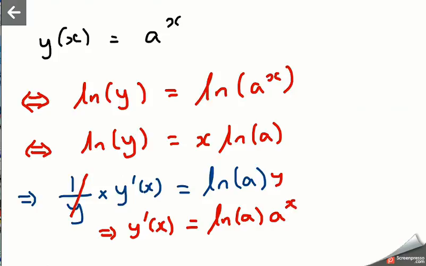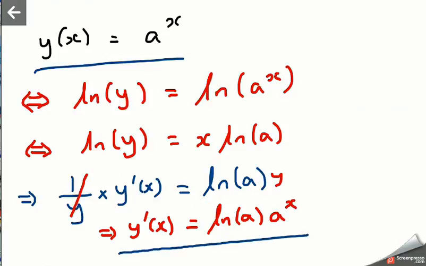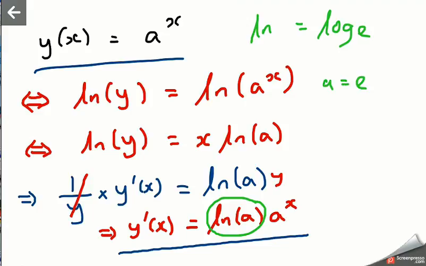So given any exponential function, y of x equals a to the power of x, we can differentiate it, and the derivative is y prime of x equals natural log of a times a to the power of x. And of course, this is worth noting as well: since natural log is equal to log to the base e by definition, if we take a equals e, what's going to happen? We're going to have natural log of e times e to the power of x.